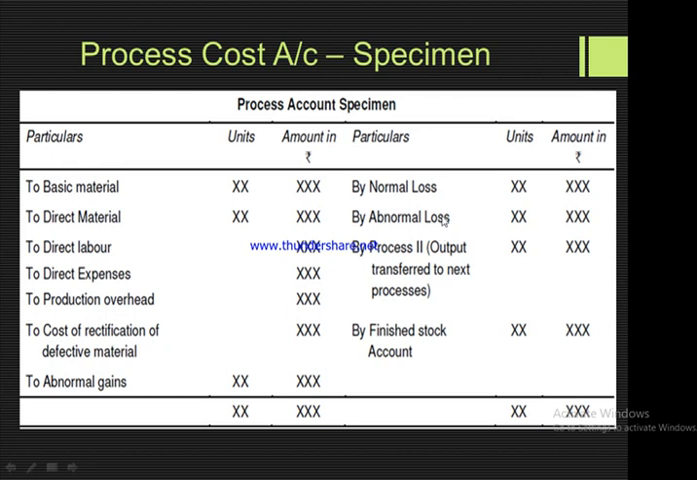So both normal loss and abnormal loss need to be taken into consideration, and having captured both, we can find out what is the output which needs to be transferred to the next process. In this manner, when the particular products keep moving from one process to the next process, finally when it comes to the last process, the product is going to be transferred to the finished stock account.